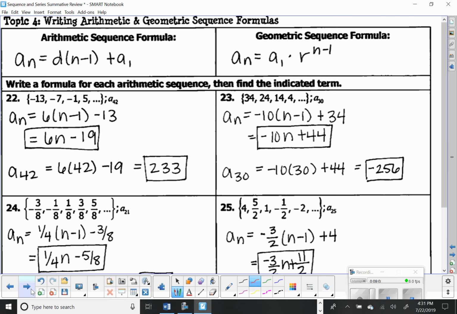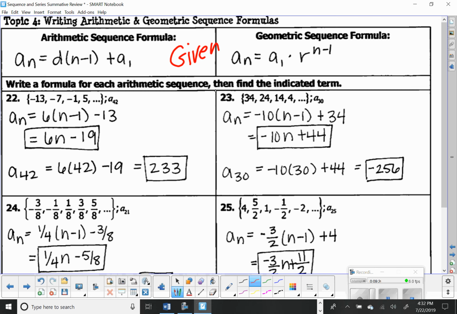All right? Now, writing arithmetic and geometric sequences and formulas. First off, these will be given to you, so you don't have to memorize them. So if you've got to write a formula, you look at it. Figure out, what do you know? What do you need to know?